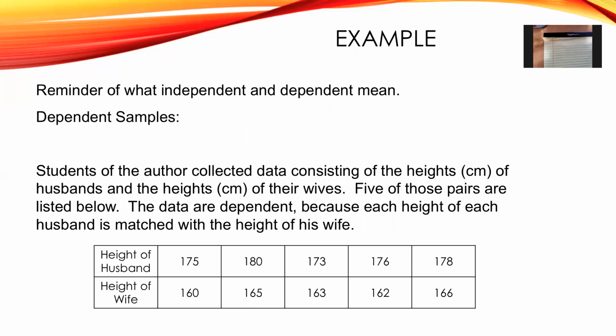An example of dependent could be husband and wife. A lot of times you might think that the husband is taller than the wife. And that could be the case. And this is where we could do this type of test if we wanted to. But this is an example of paired data, or basically dependent samples, right? They depend upon each other. There's some type of relationship between them.